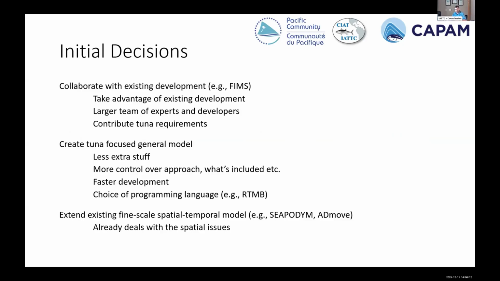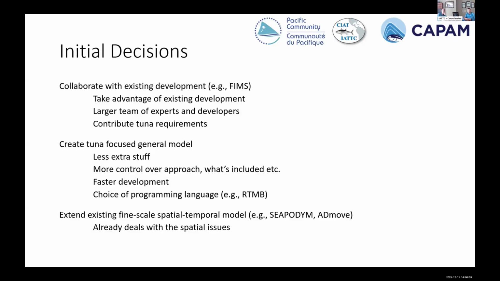So some of the initial decisions that we have been grappling with is, do we collaborate with existing development, such as FIMS, taking advantage of existing development? There is a larger team of experts and developers out there, and could we perhaps contribute Tuna-specific components to existing projects? Or do we create a Tuna-focused general model that will be much lighter, and also will have more control over the approach, as opposed to being a member of a bigger board or something like that? It'll probably allow faster development and choice of programming language.